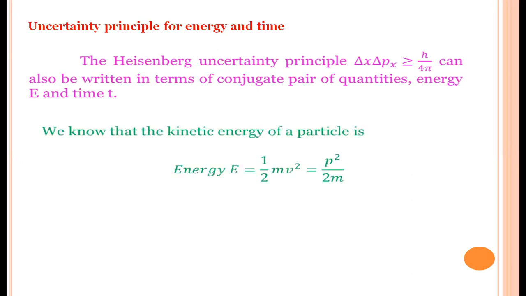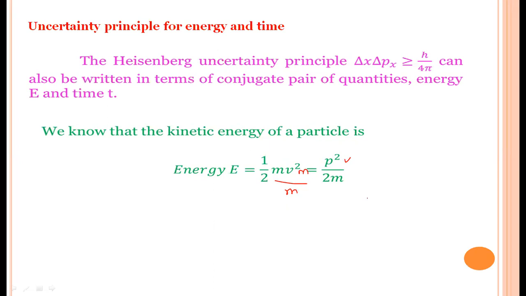We know the kinetic energy formula is E equals half m v square, which is equal to p square by 2m. How does this come? The kinetic energy is half m v square. It is multiplied and divided by the mass of the particle m, giving m square v square by 2m. We know momentum p is equal to mv, so E is equal to p square by 2m. That is the kinetic energy of a particle.